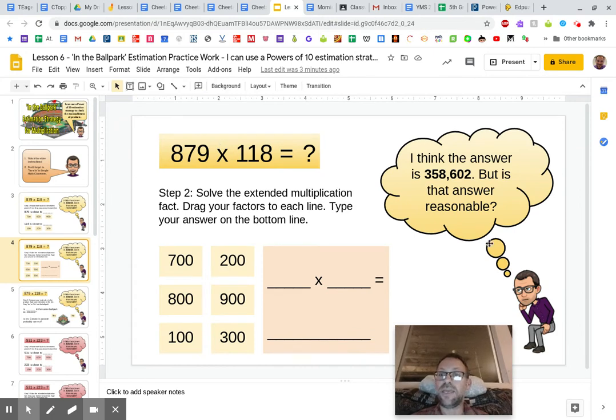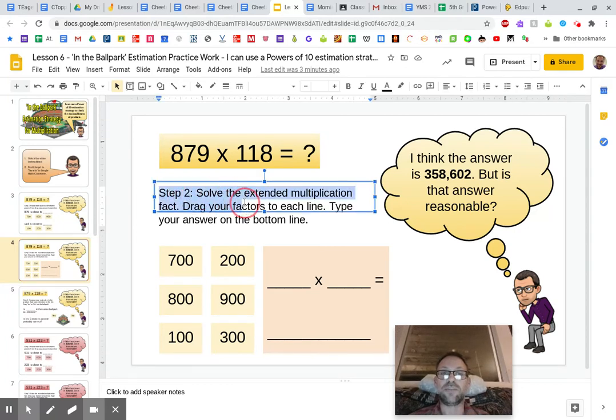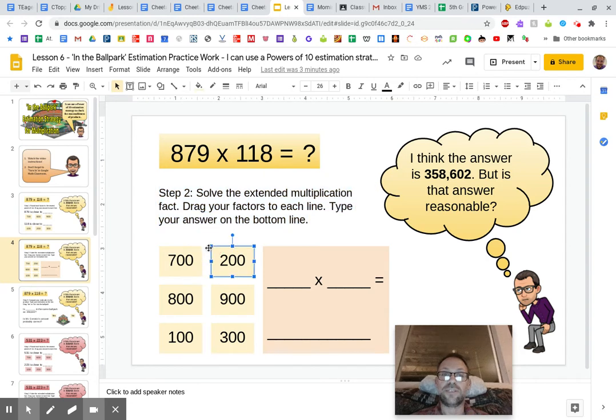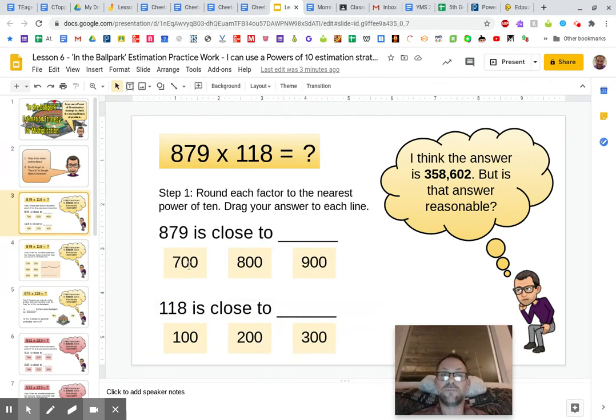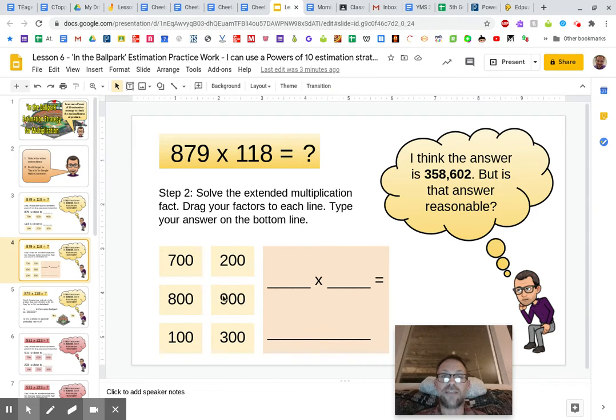Same problem. You can see Mr. Gironis is thinking the same thing, but the directions are different. Now they say step 2, solve the extended multiplication fact, because that is the second step we learned in the video. Drag your factors to each line and type your answer into the bottom line. So here are the same 6 factors, the same 6 possible rounded factors from the slide previous. They all match. You're going to drag the 2 that you chose.